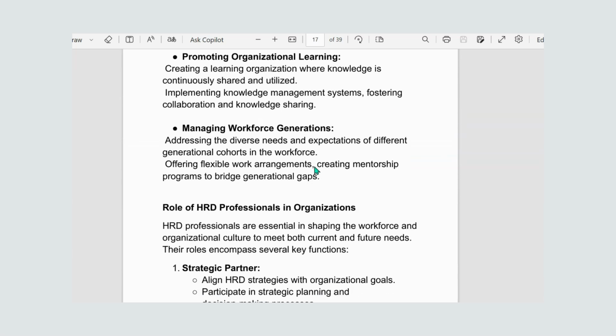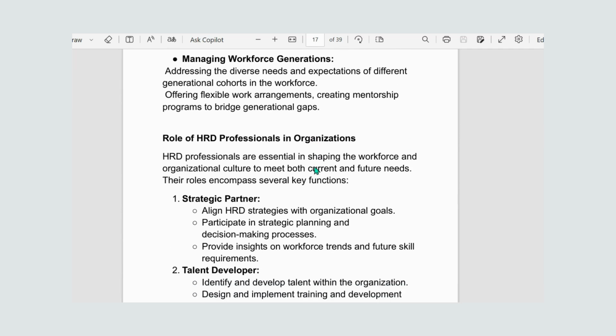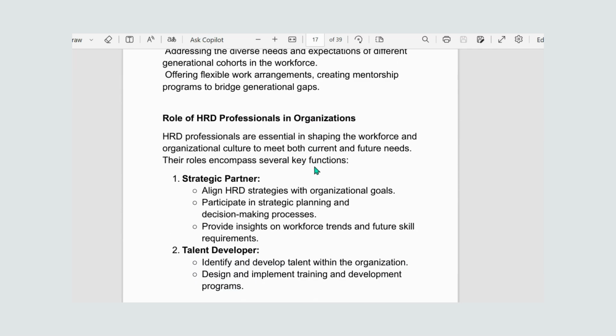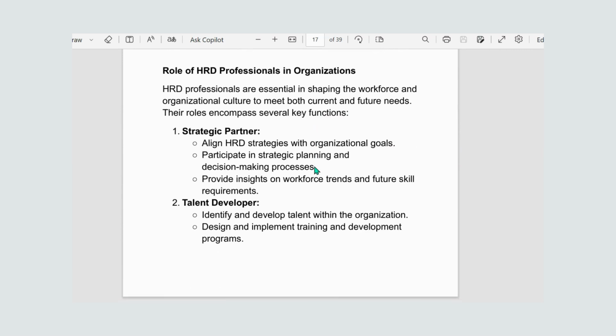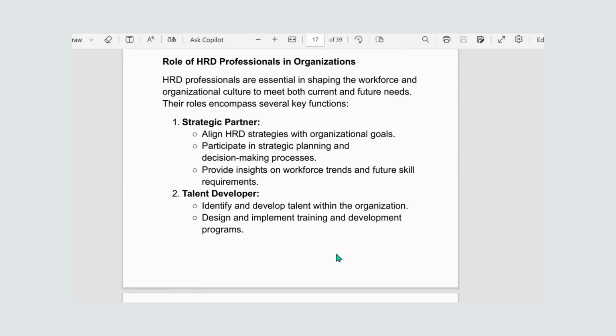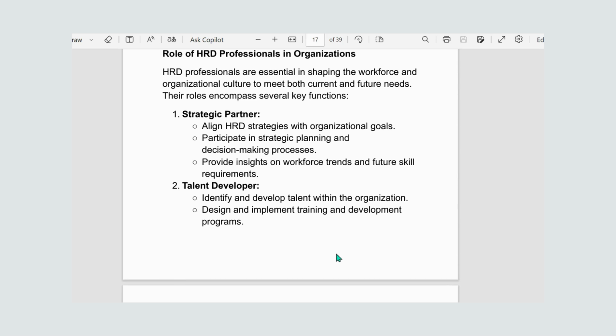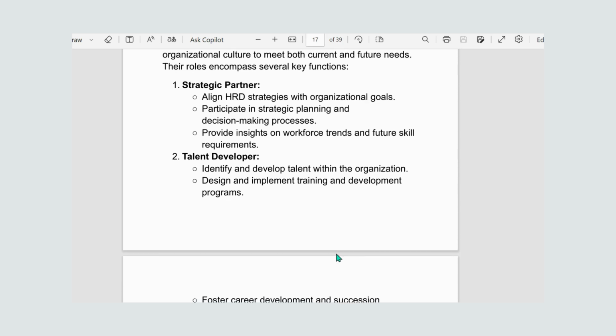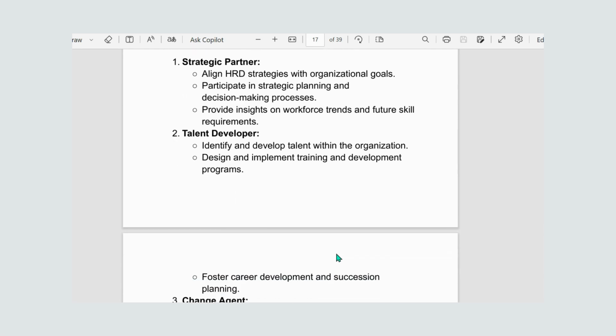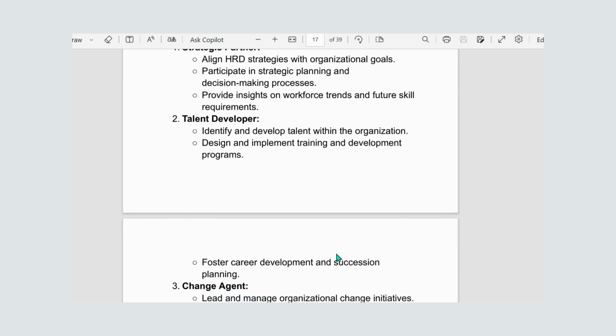Now let's see the role of HRD professionals in organizations. HRD professionals are essential in shaping the workforce and organizational culture. So what are the roles of HRD professionals? The first one is strategic partner. They act as a strategic partner to align HRD strategies with organizational goals. They also act as talent developer to identify and develop talent within the organization.